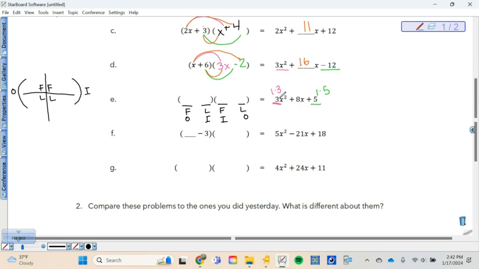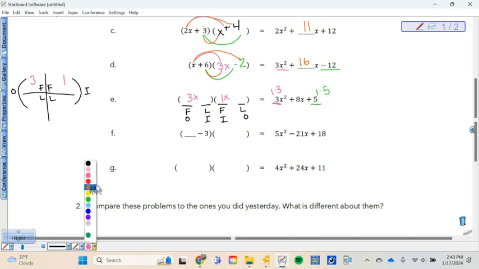So I know that my first and first have to be like 3 and 1, right? 3 times 1 is the only way I can get to 3. So I'm going to put 3 and 1 up here. I know that my first and first have to be 3 and 1. It should be 3x and 1x, right?